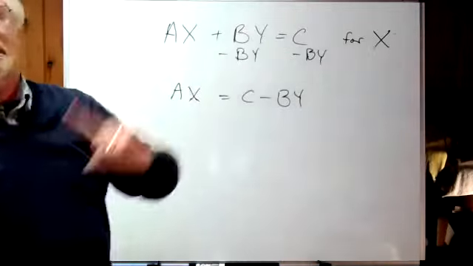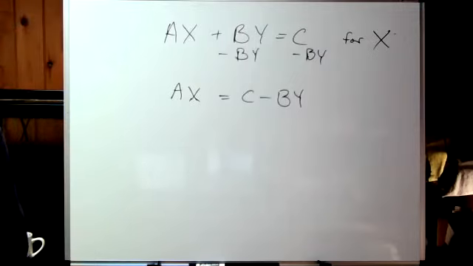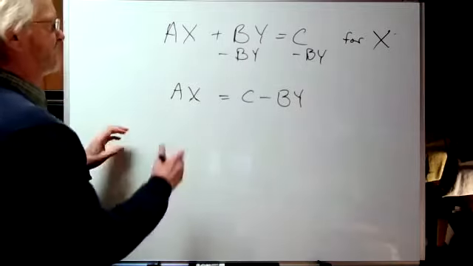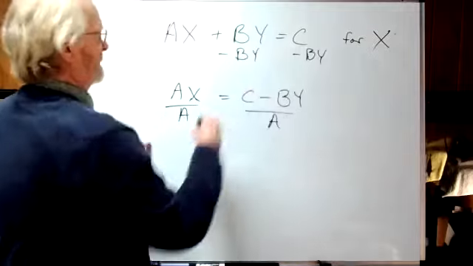Now, one more step to get the x all alone. Then just divide by the a on both sides? Exactly, good. There, that'll be it.